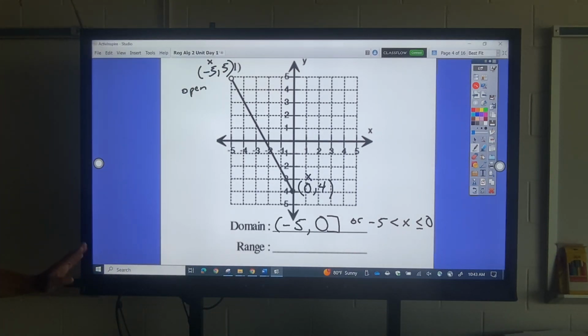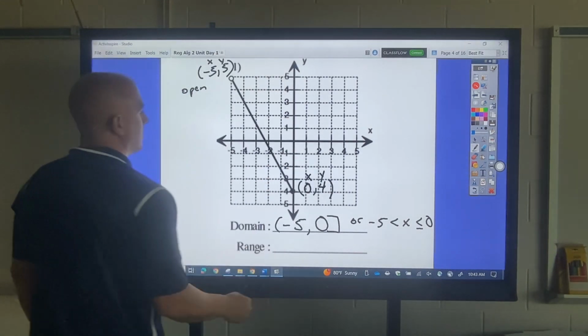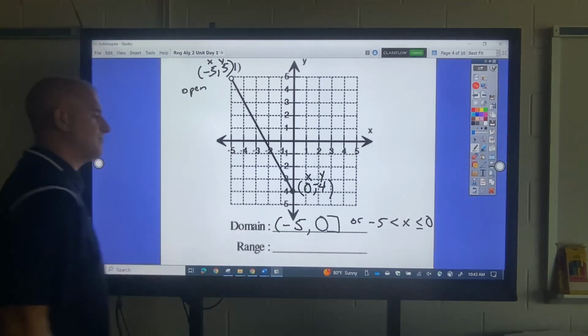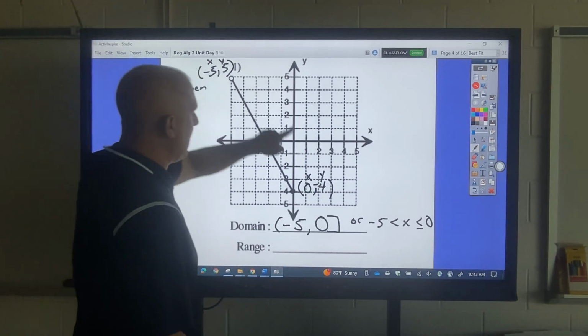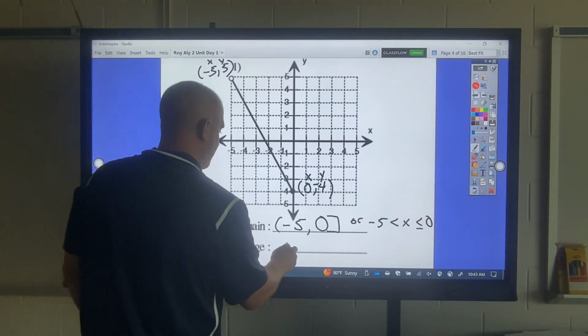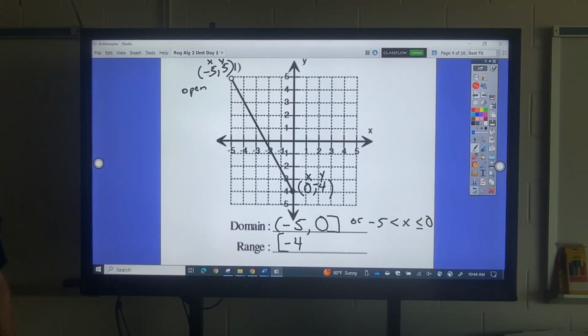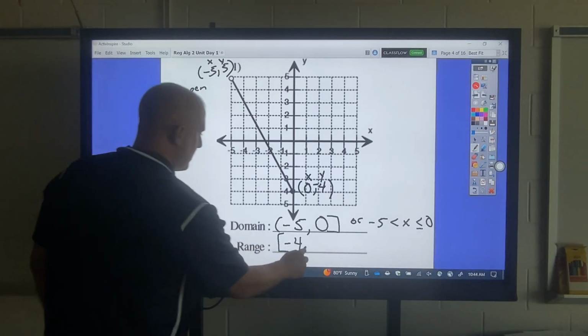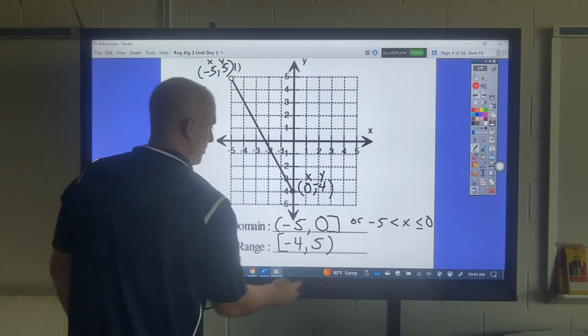The range, okay? So my range is the y values, okay? So that's negative 4. My smallest y value, is it 5 or negative 4? It is negative 4. Now, since that's a closed-in circle, I can do that. My biggest y value is a positive 5. Now, since that's an open circle, it'd be that.